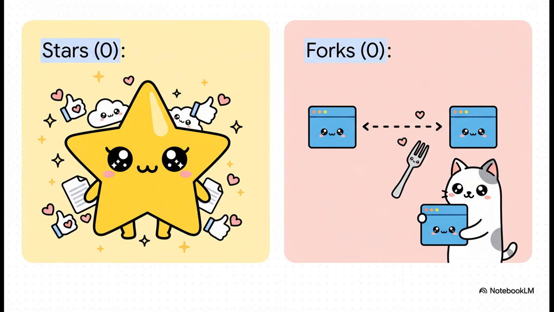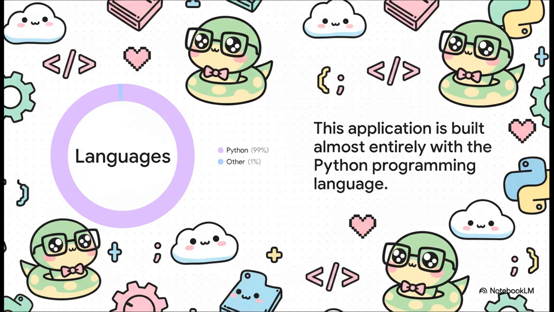But a fork is a huge deal. That's when another developer says, I'm making my own complete copy of this entire project. And honestly, you could argue that this one feature is the engine that powers the whole open source movement. It's what lets anyone take a project and just run with it. This little chart here gives you an instant X-ray of the project's DNA. You can see at a glance that this app is built almost entirely with the Python programming language. It's a super fast way to figure out the tech you're dealing with.